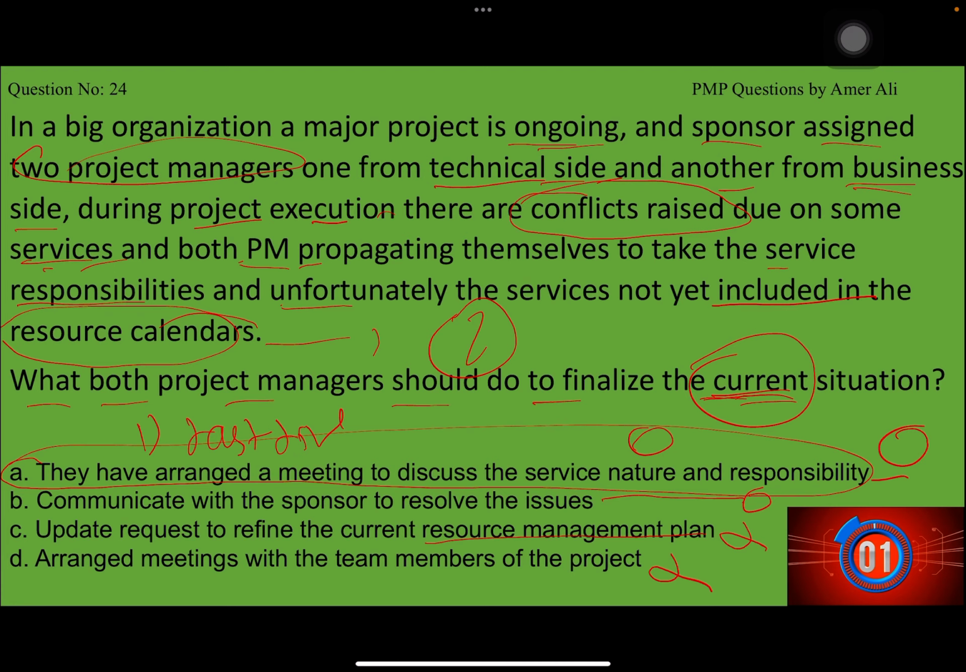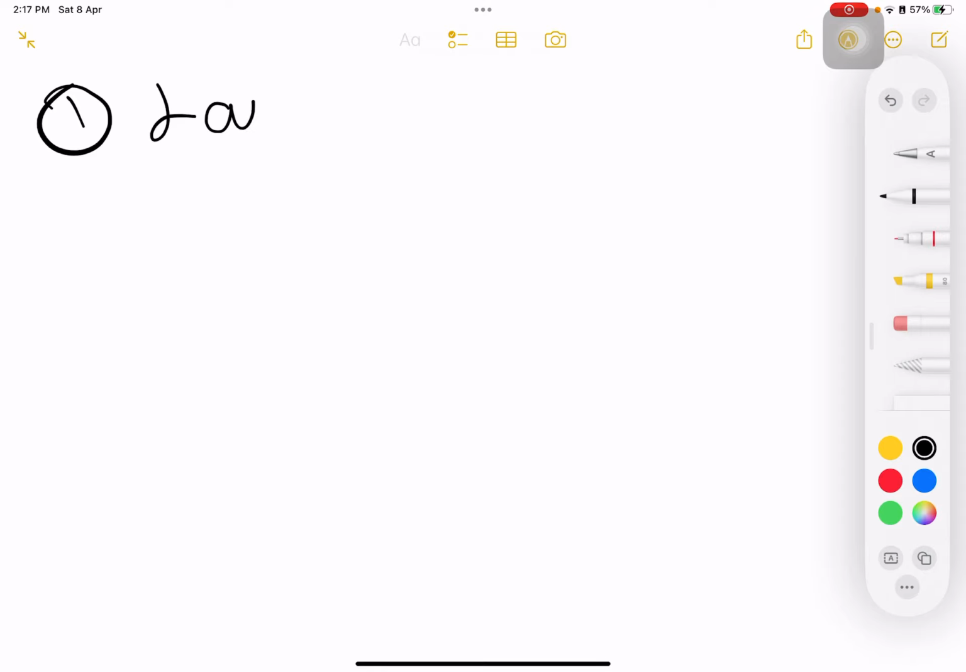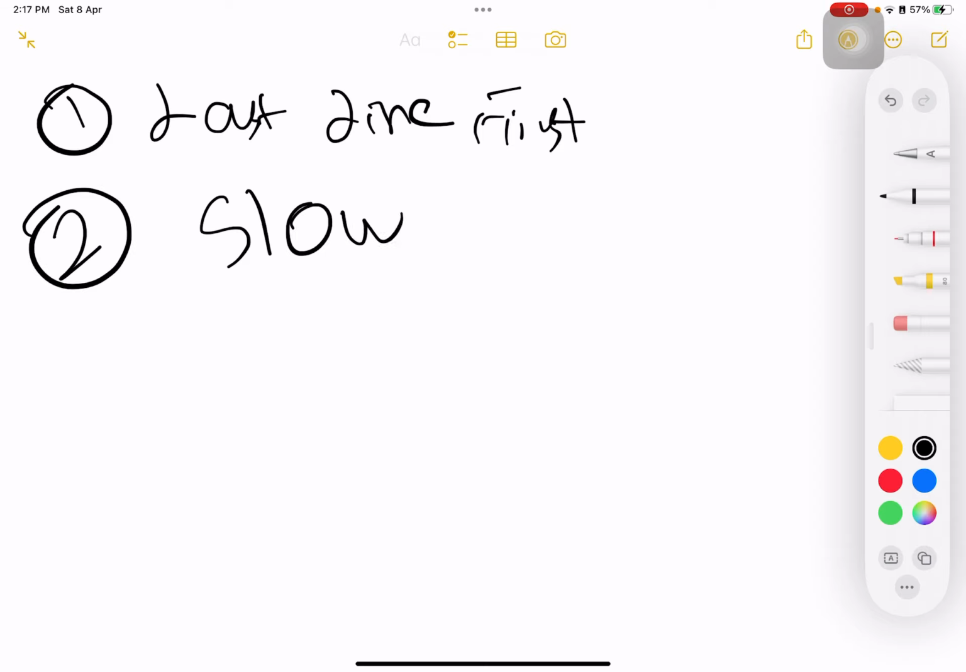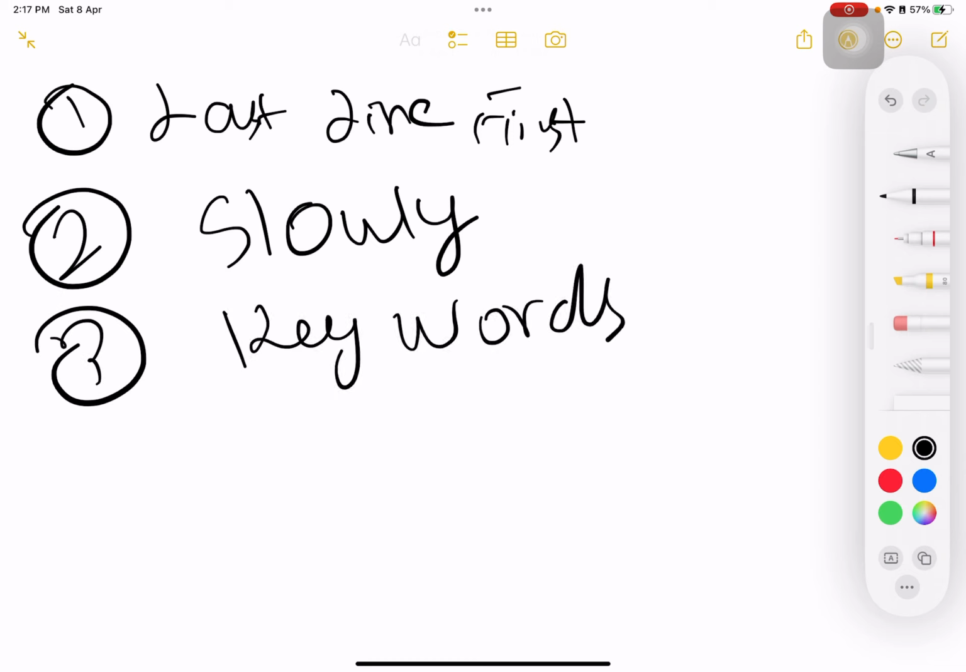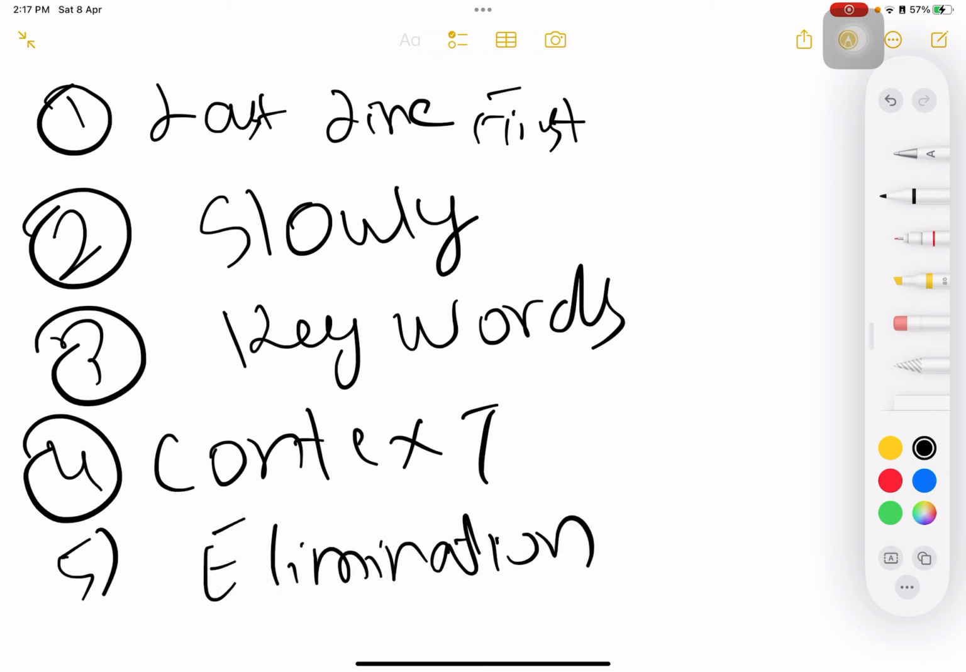I do recommend that after solving the question, you do the lessons learned for that pattern of question. If I have to say what I did in this pattern of question: I read the last line first, then I read the question slowly. I identified the keywords and the context of the question, what the question is, used the elimination technique to solve the question, and if possible after that I will also do the root cause analysis.